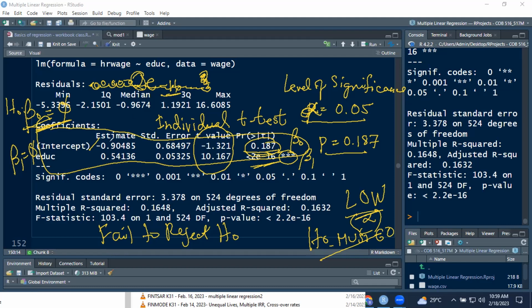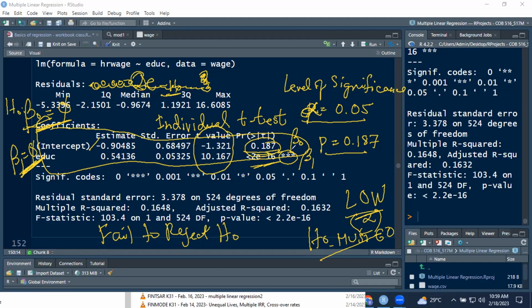So, ano yung inference natin dito sa null hypothesis na to for education? Do we reject or do we fail to reject? The answer is, we reject the null hypothesis that the slope for education beta 1 is equal to 0. Reject natin to. We have strong statistical evidence to show that beta 1 is a value other than 0.